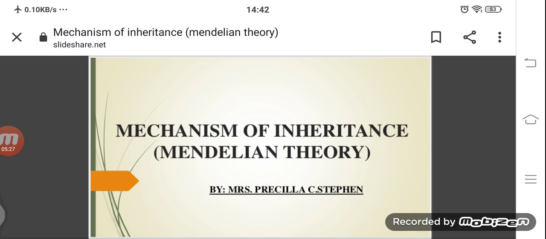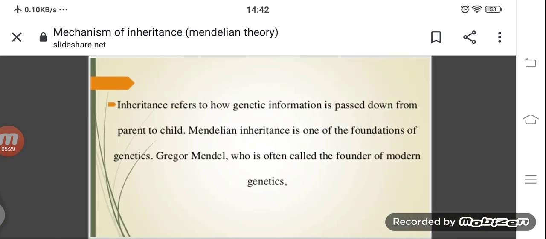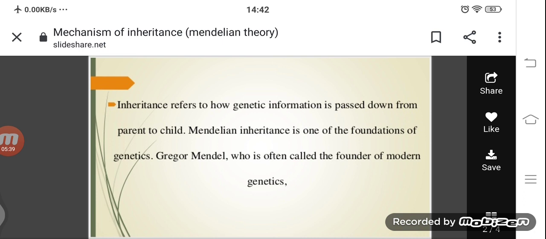So what is the definition of the mechanism of inheritance? Inheritance refers to how genetic information is passed down from parent to child, meaning the genetic information is transferred from one generation to the next generation.